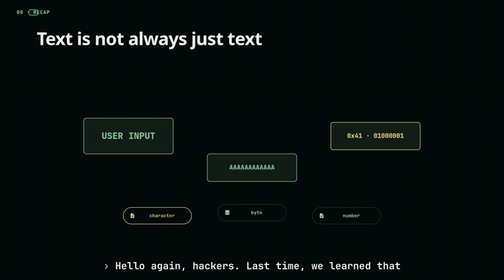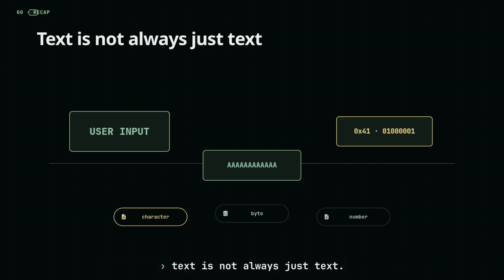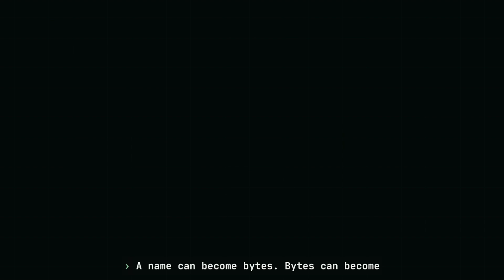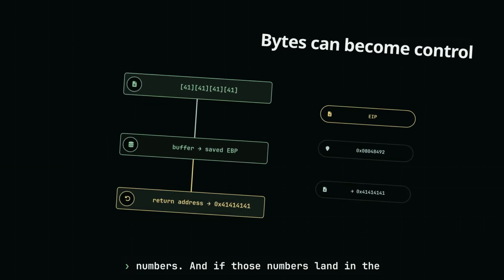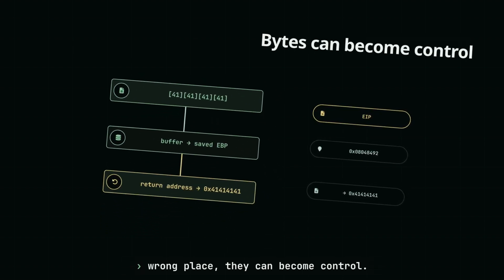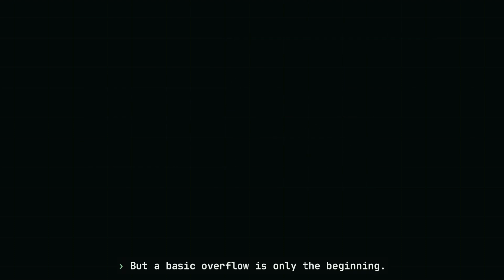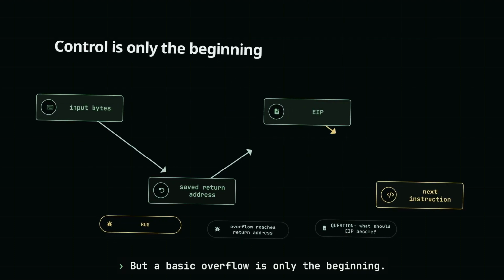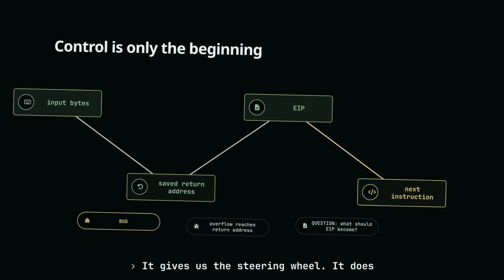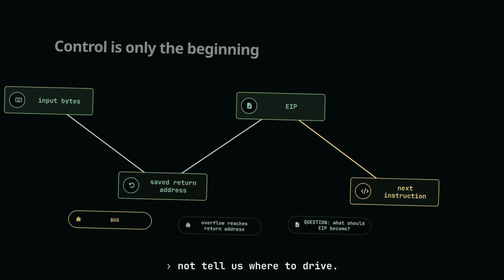Hello again, hackers. Last time we learned that text is not always just text. A name can become bytes, bytes can become numbers, and if those numbers land in the wrong place, they can become control. But a basic overflow is only the beginning. It gives us the steering wheel. It does not tell us where to drive.